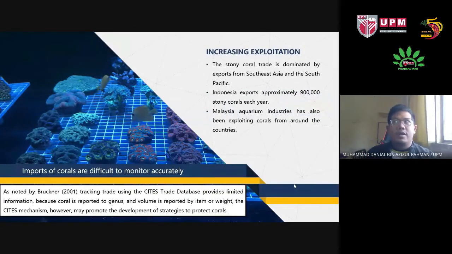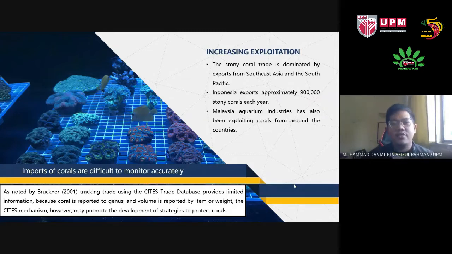On the right side of the slide, you can see that the majority of the fish come from the reef in the Philippines and Indonesia, while most stony coral from Indonesia. Indonesia has been the largest coral exporter, a big industry that exports large amounts of coral due to the coral triangle that has more reef in Southeast Asia. So the stony coral trade is dominated by exports from Southeast Asia and the South Pacific.